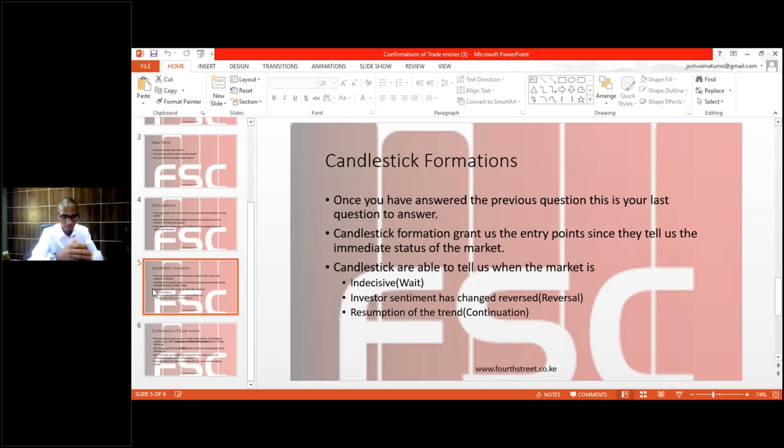And of course, the resumption of the trend, that is the continuation. Candlestick formations also tell us whether a bullish trend still has buyers with the muscles to push the trend further, which means we can trail our stop loss and maximize our gains. And of course, it's the same candlestick formations that inform us when a trend is about to change.